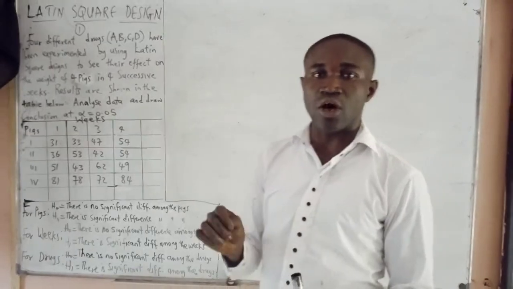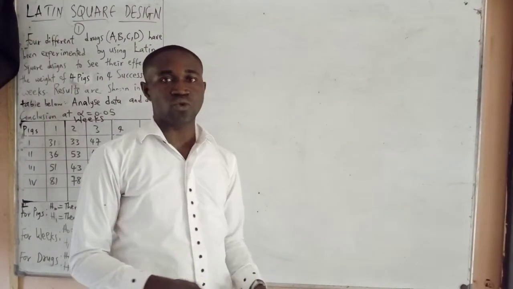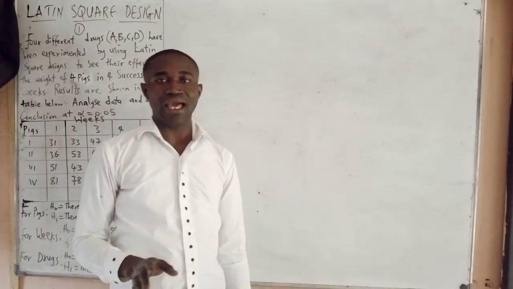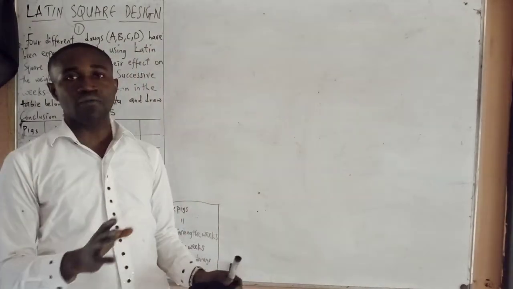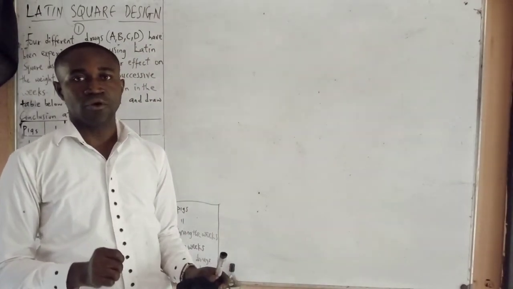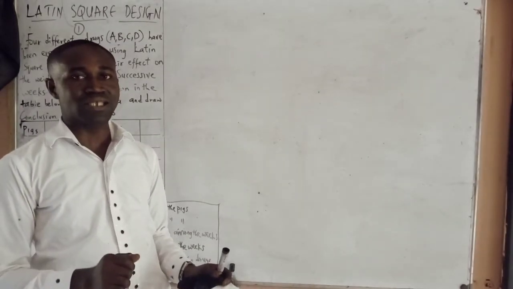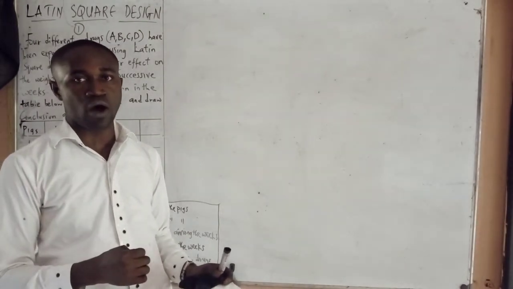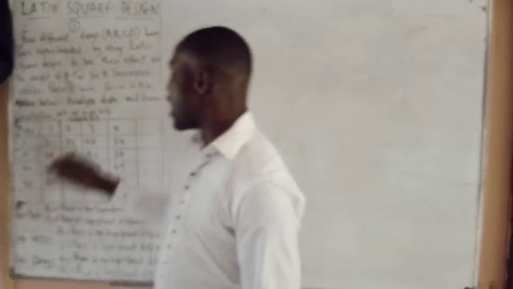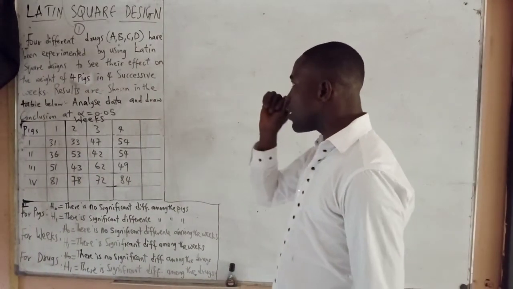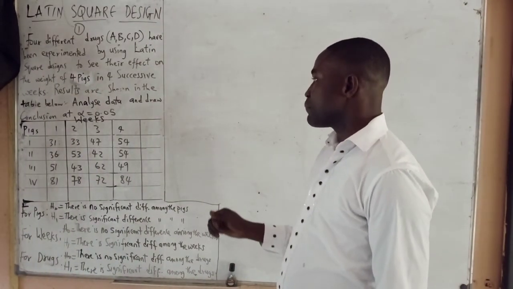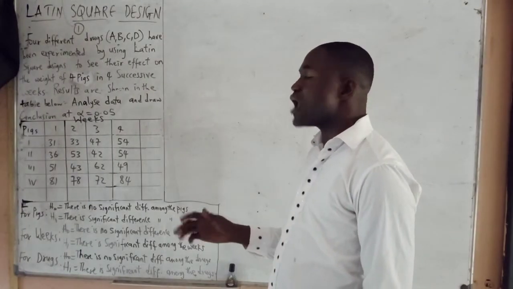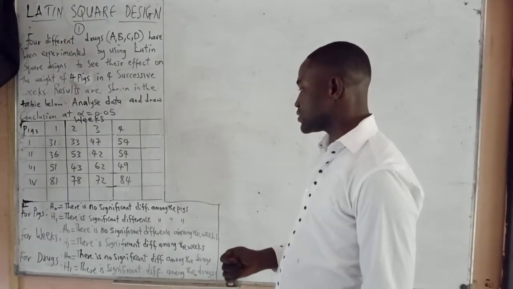Welcome again to the continuation of the topic Latin square design. We said earlier that this is one of the ANOVA we have. Now, in this Latin square design, we have a problem to solve. As you can see, this is a question on Latin square design. Now, the question is, how do we go about solving it?